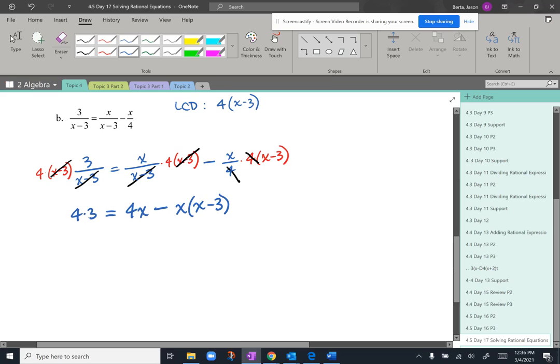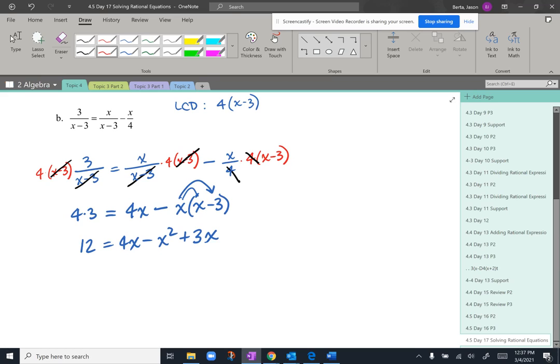On the left side, 4 times 3 simplifies to 12. I've got my 4x in my middle term, and here I'm going to distribute the x, and when I do that, I'm left with minus x squared. X times negative 3 is minus 3x, but we're subtracting it, so it's really plus 3x. I can combine some like terms here.